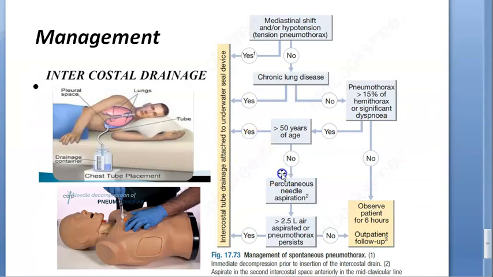Then coming back here, if it is a young guy who has a small pneumothorax, and if he is not having any lung disease, you can do a percutaneous needle aspiration, which they have shown here in the second intercostal space anteriorly in the mid-clavicular line, okay, using a 16F cannula. This is for a young guy with no tension pneumothorax, no lung disease, with a pneumothorax which is not so significant, okay.